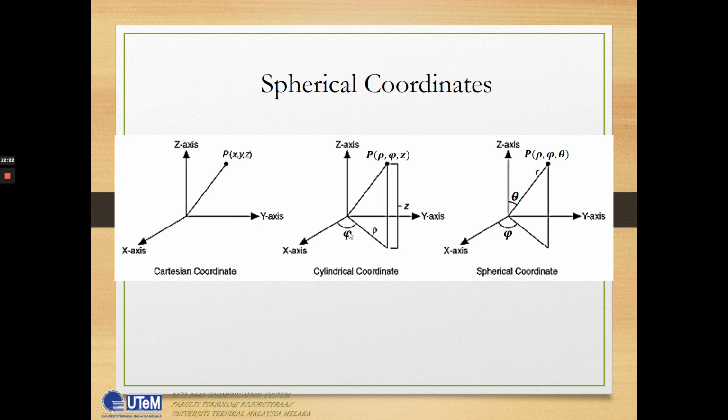We will keep only phi, but we will not take rho anymore. We will take the r value, the distance directly from the origin to the point. So this is r, and then we declare one angle, how far it is from the z axis, and then this r, how far it is from the y axis. So we only declare r, phi and theta.